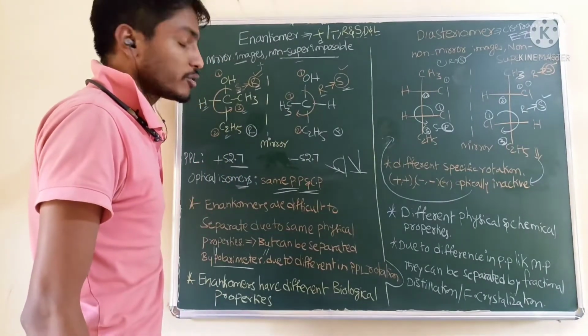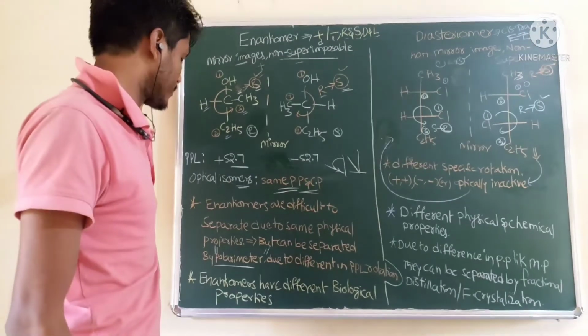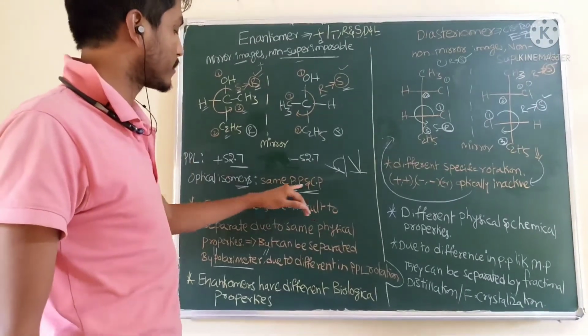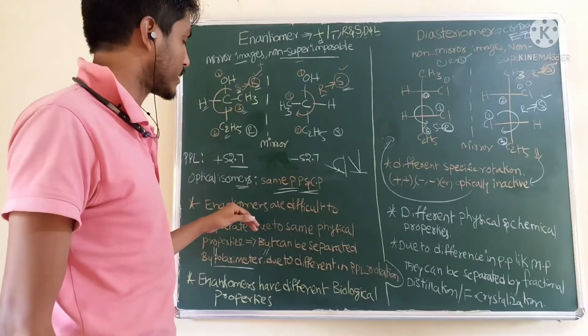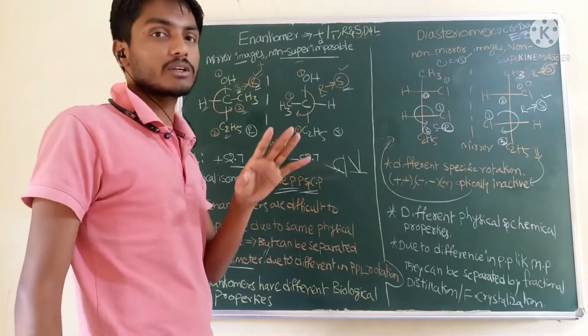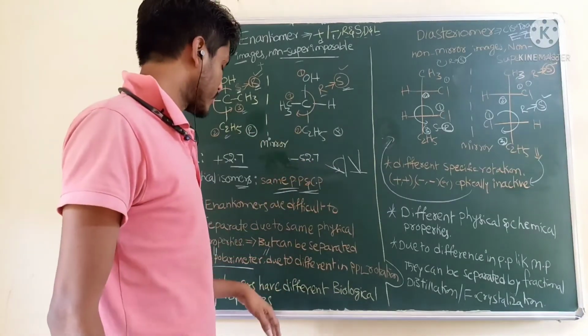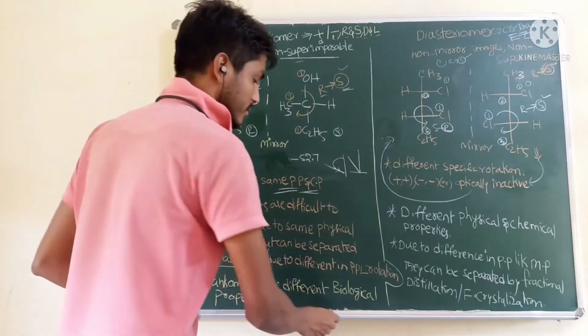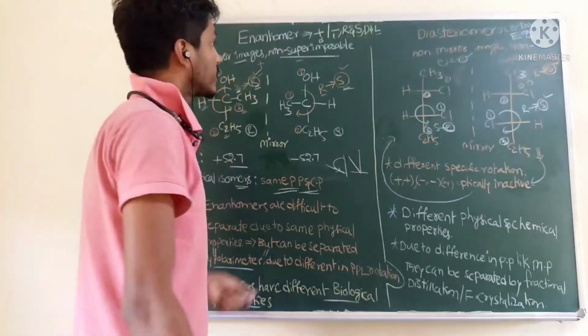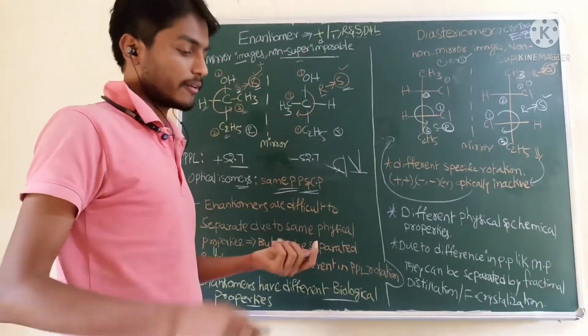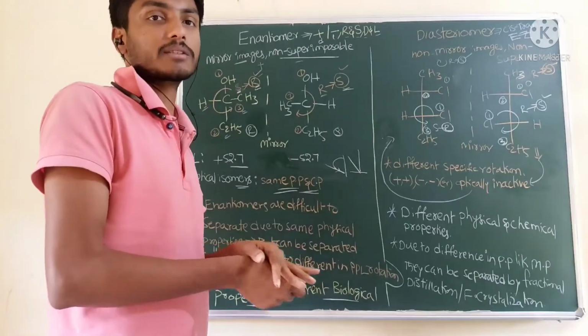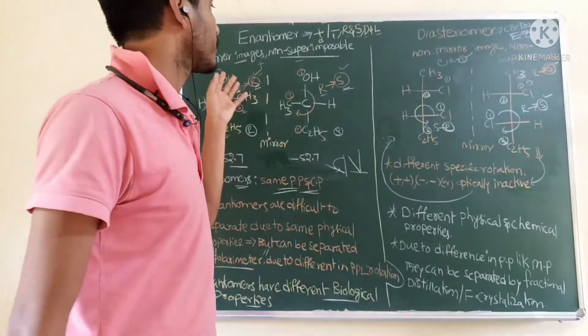But enantiomers have different biological properties. They have the same physical and chemical properties, due to which we cannot separate enantiomers except by using a polarimeter. But they have different biological properties. Sometimes the dextro form is more active, sometimes the levo form is more active. So they can differ in their biological activity.